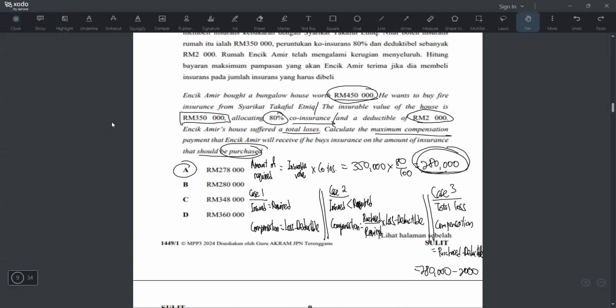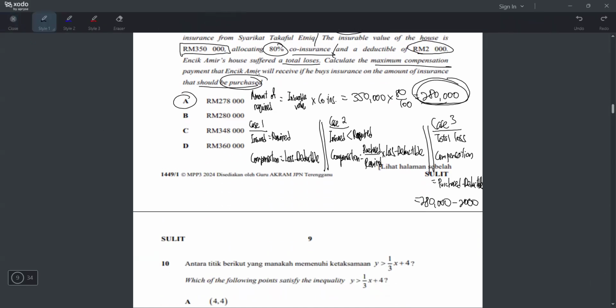So if you want to be good at fire insurance, you have to memorize all this. If you don't remember this, you really cannot do it in the exam. Right? So this is my notes for you. Make sure you know everything here. Okay? This is all important for fire insurance. Okay, done.